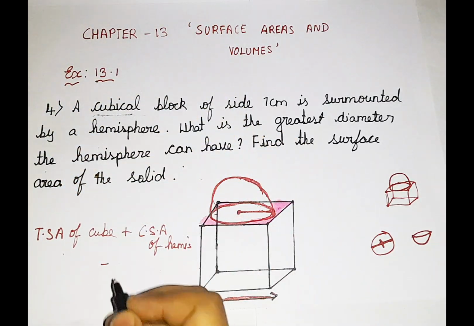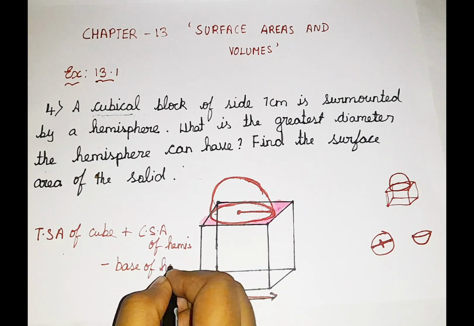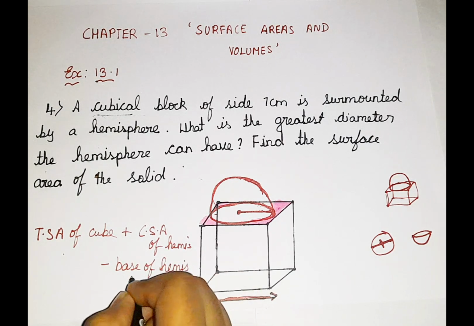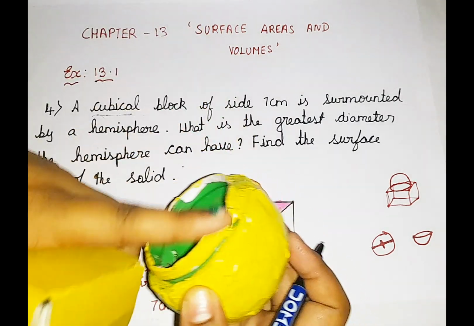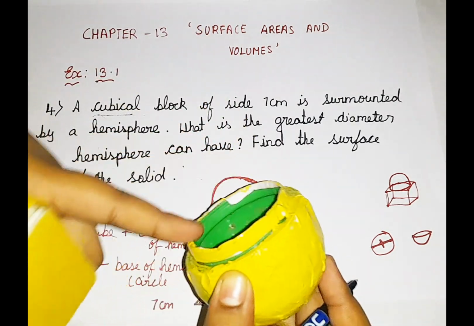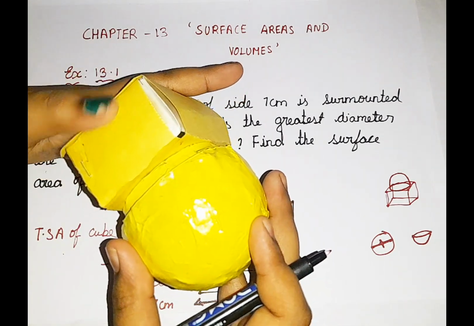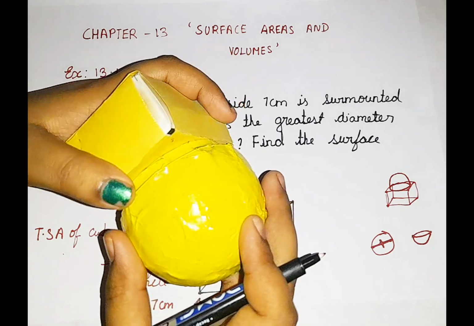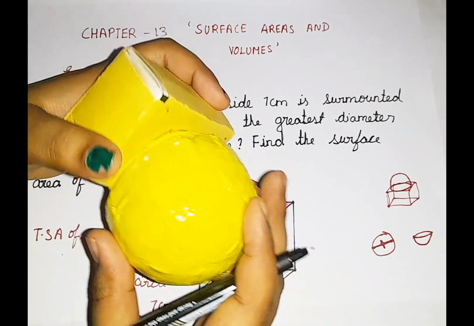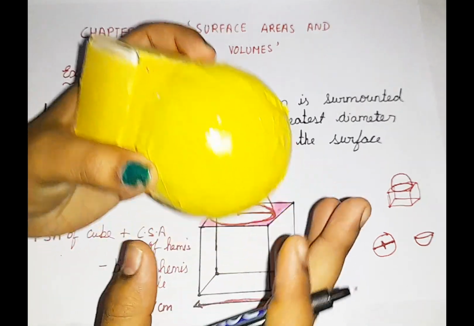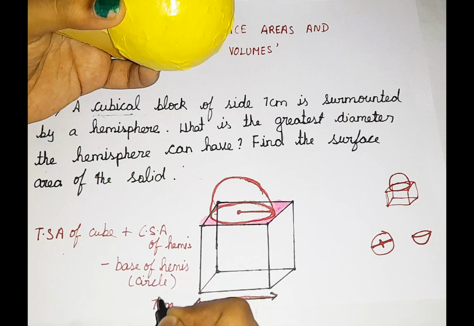Since we are not able to paint under this hemisphere, I am going to be writing minus base of hemisphere, which is in the shape of circle. Of course it is in the shape of circle. So the hemisphere's bottom, this part, is in the shape of circle. Just because the hemisphere is placed upon the cube like this, I am not able to paint that part. Since in this lesson we are focusing mostly on figures and shapes, we are supposed to mention the shape as well.